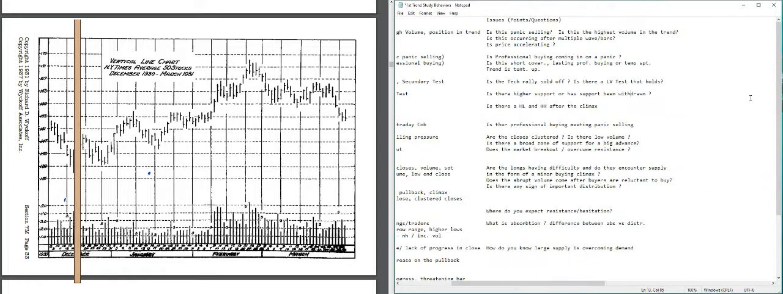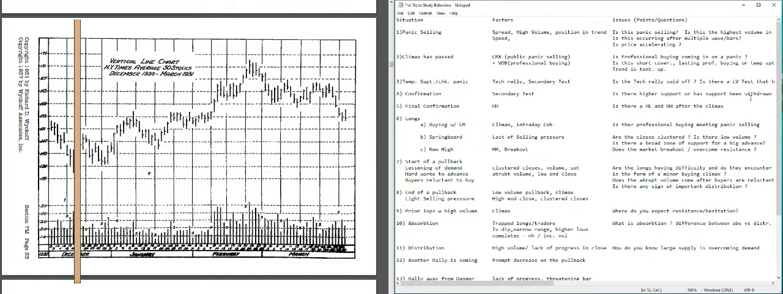Finally, the confirmation that he talks about is the secondary test, but he uses two confirmations. The first is confirmation, the second is final confirmation, meaning confirming the trend has changed. Confirmation comes in the form of a secondary test. He's looking for higher support, or has support been withdrawn and the panic selling is going to continue, or new selling is going to come in.